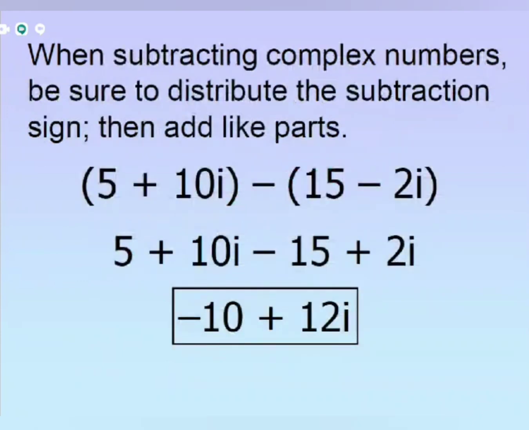When subtracting complex numbers, be sure to distribute the subtraction sign. Then add like parts. (5 plus 10i) minus (15 minus 2i). Then we can write the real part 5 minus 15, that is minus 10, and 10i plus 2i equal to 12i. Go to the next slide.